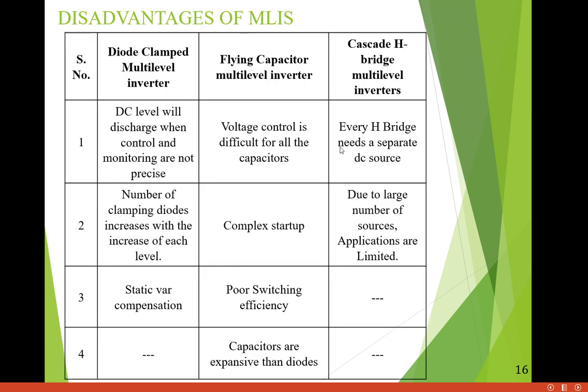Now the disadvantages of the existing methods are: first, the diode clamped multi-level inverter. The DC level will discharge when control and monitoring are not precise. The number of clamping diodes increases with each level. Static wear compensation. And for flying capacitor multi-level inverters, voltage control is difficult for all the capacitors. Complex startup, poor switching efficiency. Capacitors are more expensive than diodes.